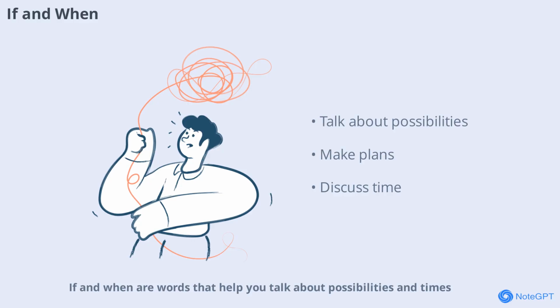If and when are words that help you talk about possibilities and times. If is used for conditions, like if it rains, we'll stay home. When is used for specific times, like when you arrive, call me. These words are useful for making plans and talking about the future.